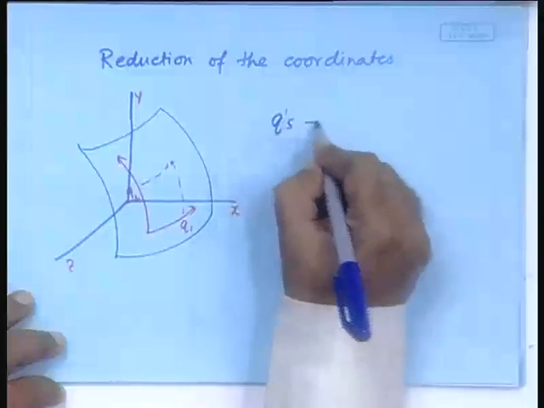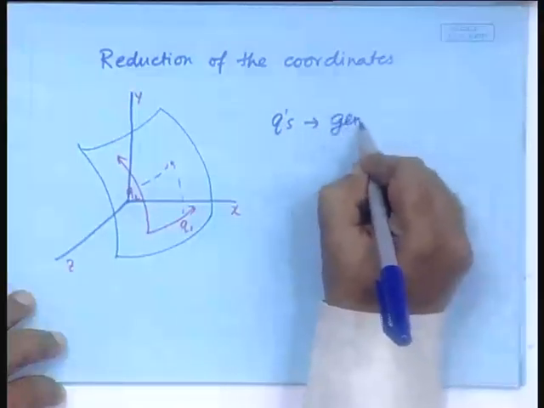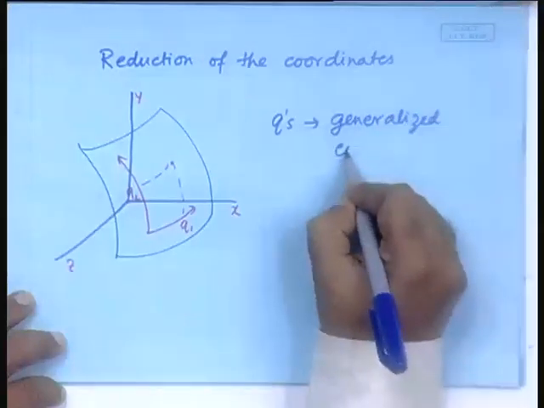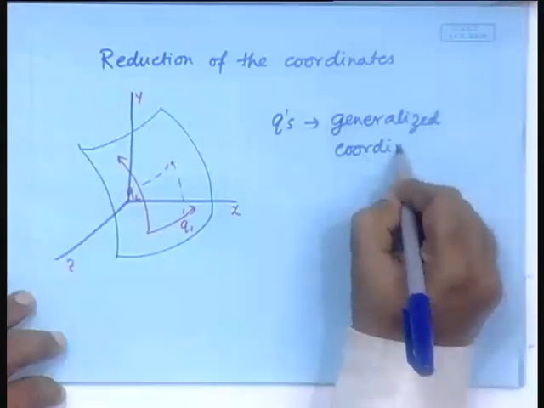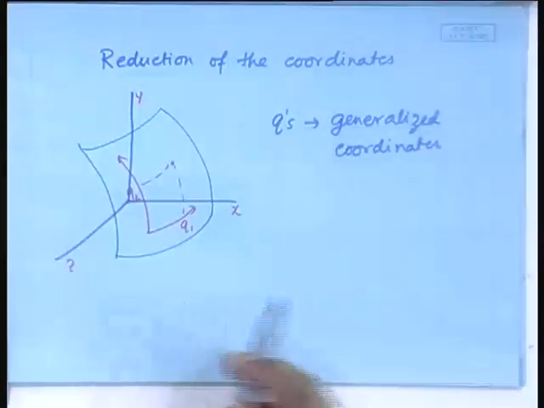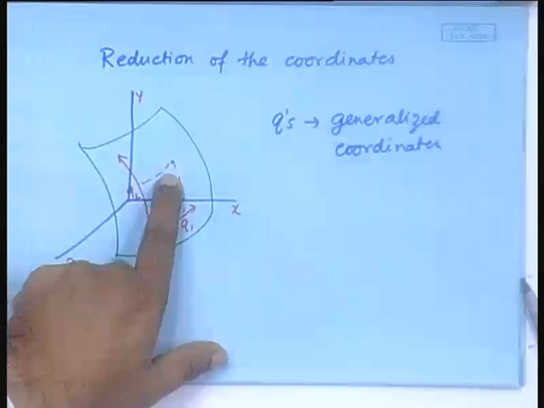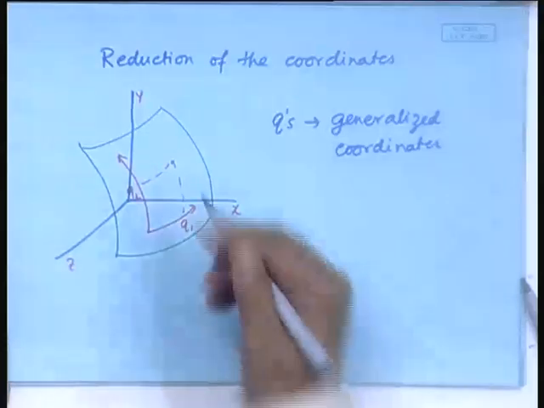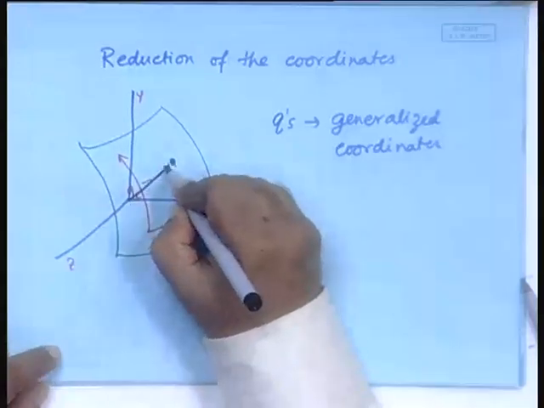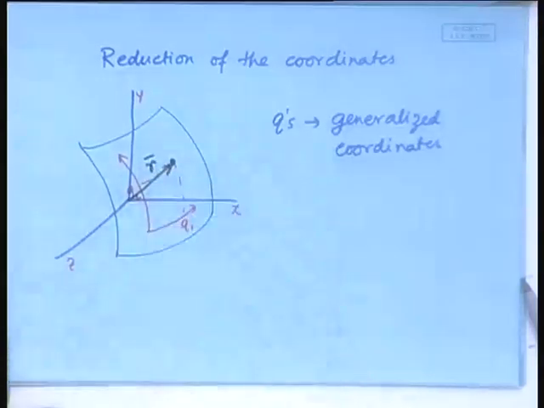So, the q's are, suppose a body was there at this position, then its position is given by this r vector in the original coordinates.